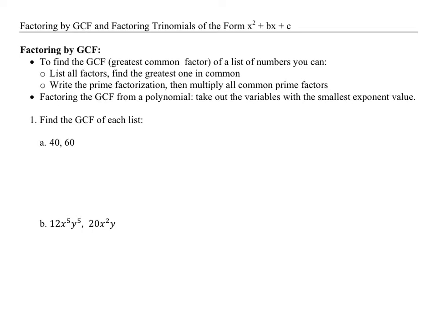Okay, between 40 and 60. Well, we can list the factors of 40 and the factors of 60 and find the greatest one. Or we can do the prime factorization of 40, that's 2 times 20, 2 times 10, times 5. So the prime factorization of 40 is 2 times 2 times 2 times 5.